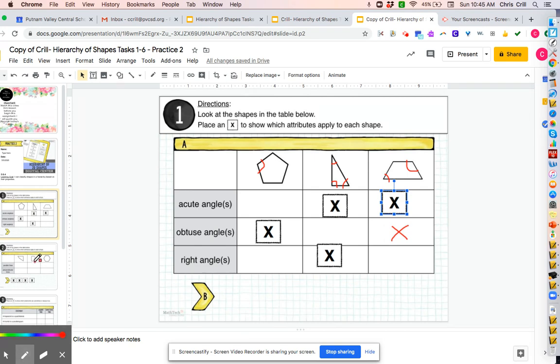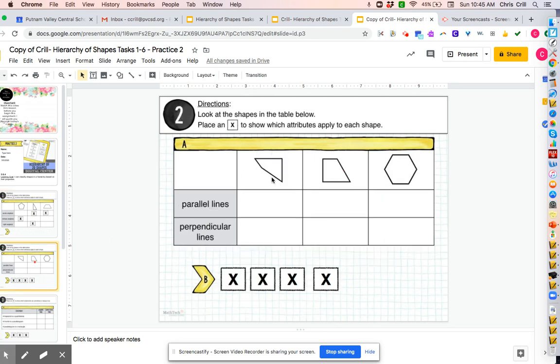Okay, let's move on to the next slide. Here we're going to be taking a look at how the sides are related to one another. We're going to be looking for either parallel lines or perpendicular lines. Remember, parallel lines never intersect. Perpendicular lines intersect or meet or cross to form right angles. So if I'm looking at this quadrilateral here, 1, 2, 3, 4 sides, I see a right angle here. So that tells me that this side and this side are perpendicular.